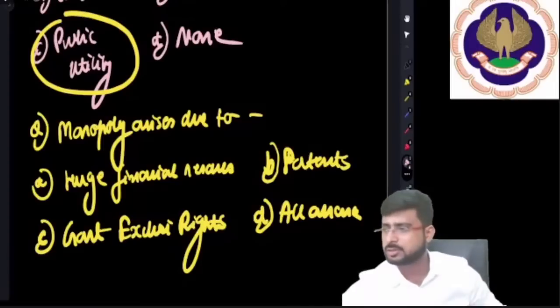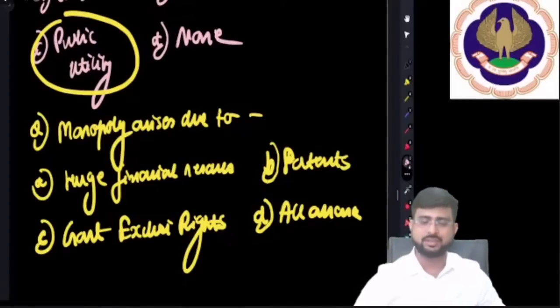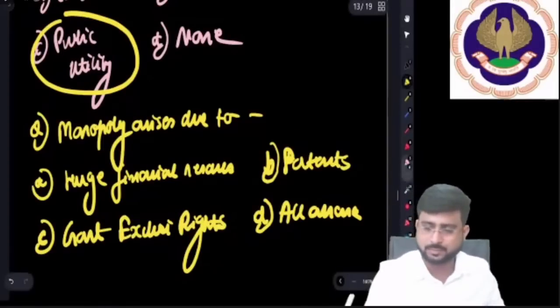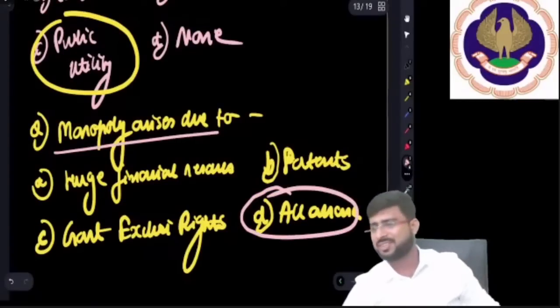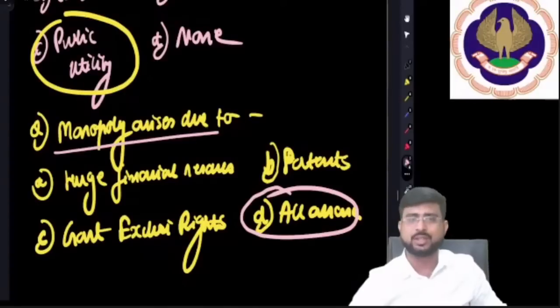Correct. So my dear friends, it's correct. Monopoly arises due to all the above. Correct answer. Very good answer. Very correct answer.